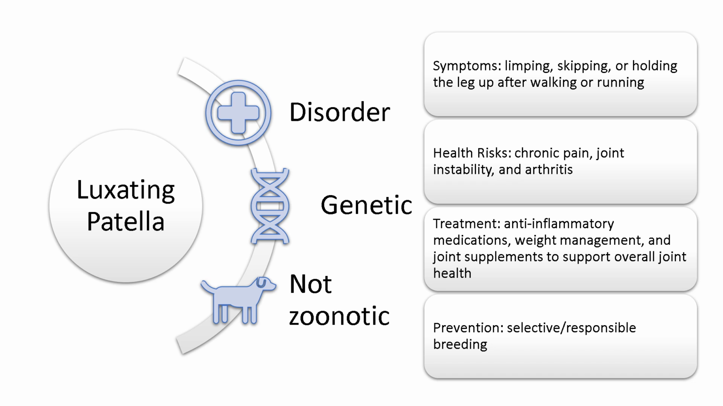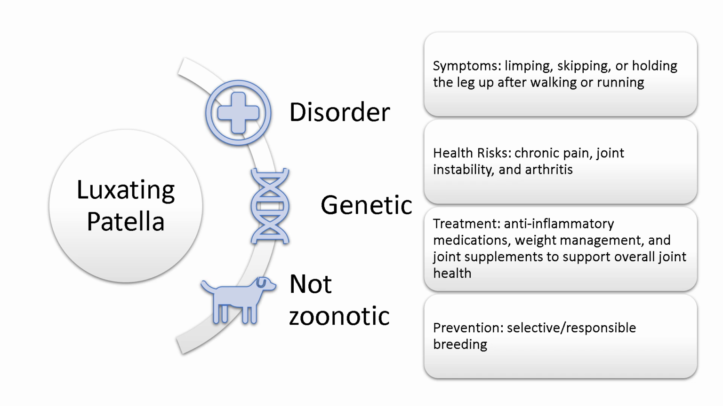Luxating patella is a disorder in which the patella, which is the term for a kneecap, moves out of its normal position in the knee joint, often temporarily. This condition is also called patellar luxation. It is a mechanical and anatomical issue, often related to abnormal development of the femur, tibia, and patella, leading to misalignment or instability in the knee joint.